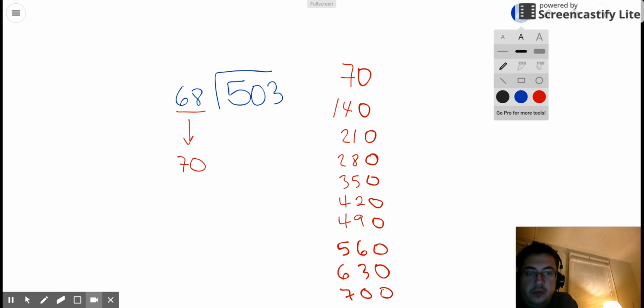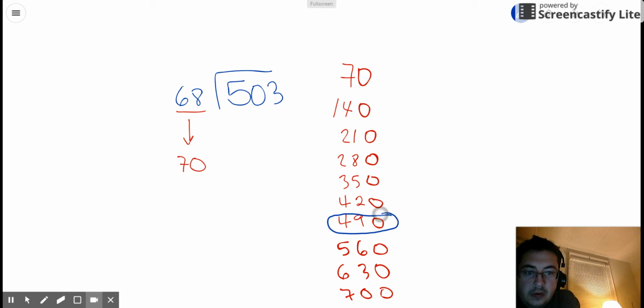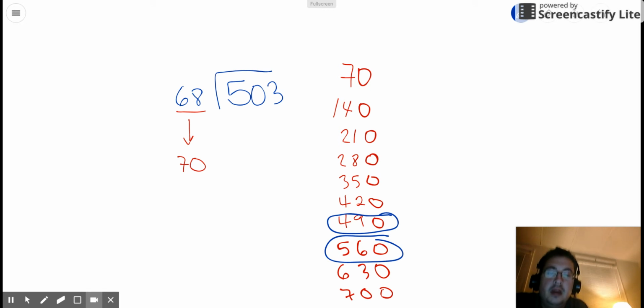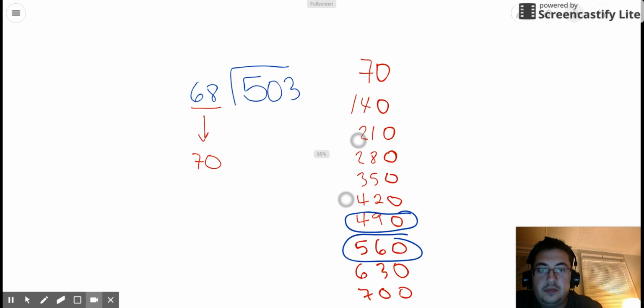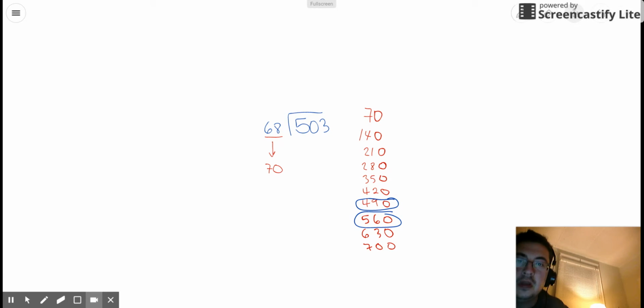So I'm going to go with 490. That's only 13 away from 503. And then I'm going to go with 560. I know 560 seems like it's a lot bigger than 503, but it's actually closer to 503 than 420 is. So I'm going to go with my two multiples here, 490 and 560, but I'm not done. So let's zoom this out just a little more. I'm not quite finished yet.